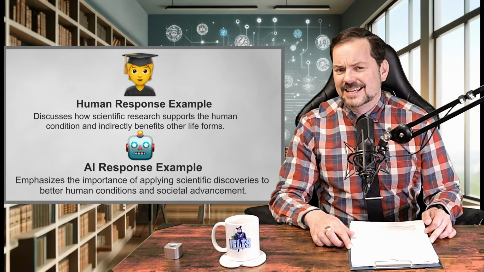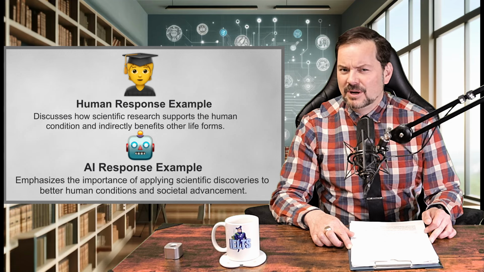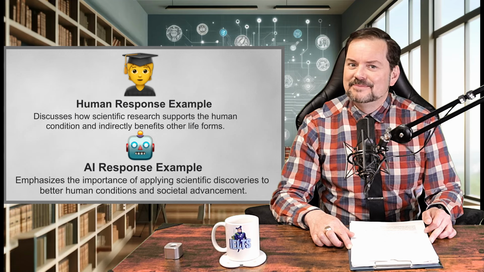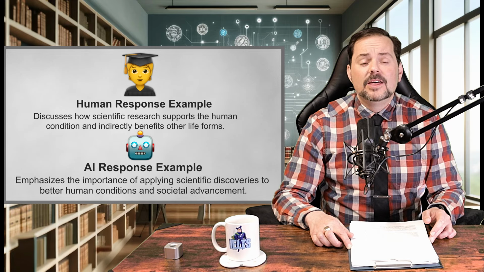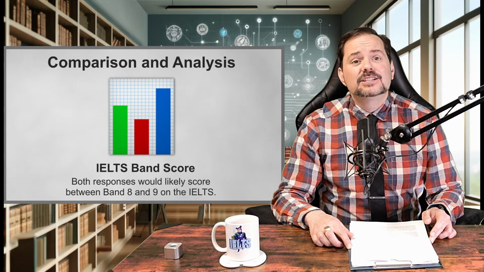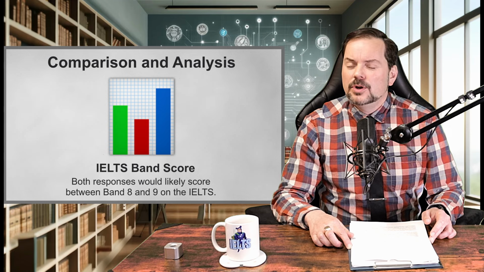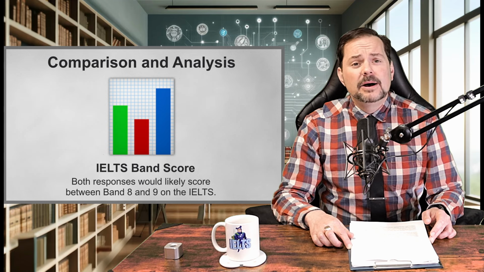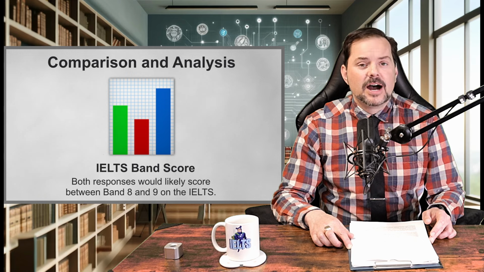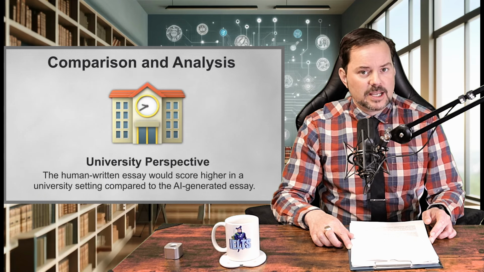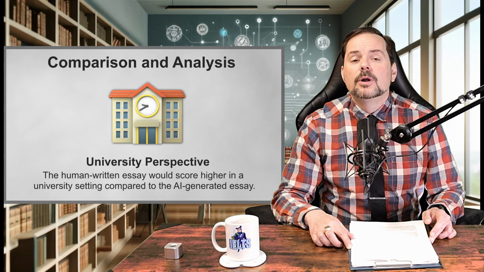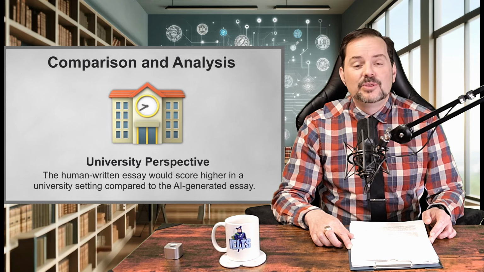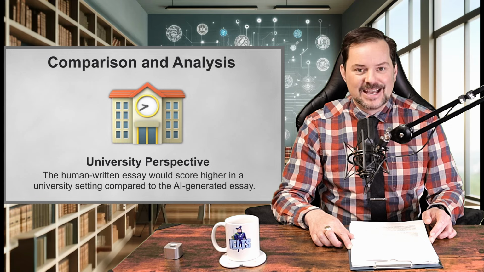Both of these essays seem fairly good, but which one is actually better? Let's discuss. The ChatGPT essay is 440 words and would also likely score about a band 8, maybe a 9 on IELTS. In university, however, the ChatGPT essay would score much lower than the one written by an expert.